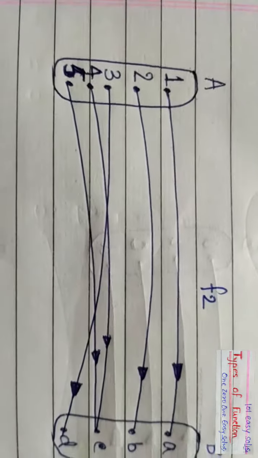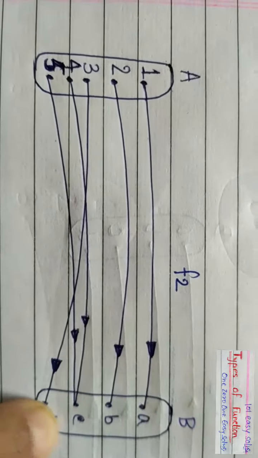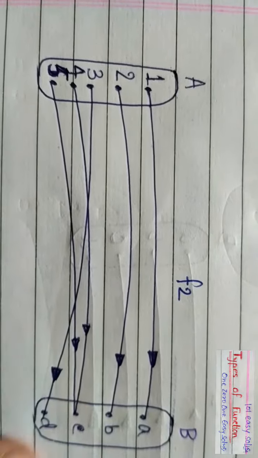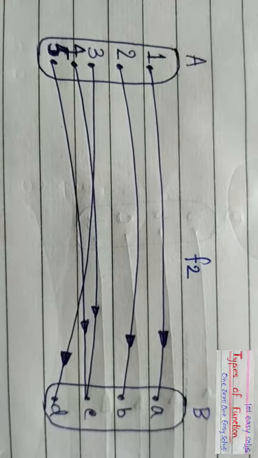So here all the members of B are covered. No member is remaining here. All of a, b, c, d are the image of some element of set A.